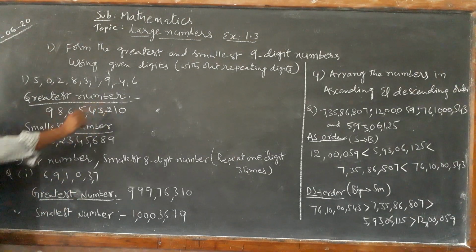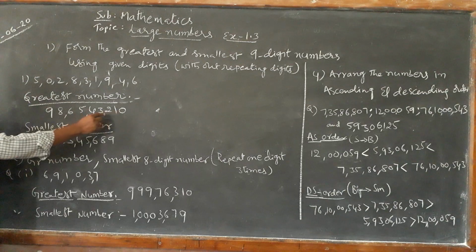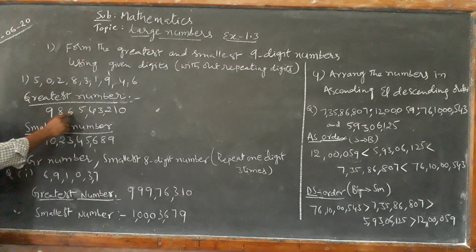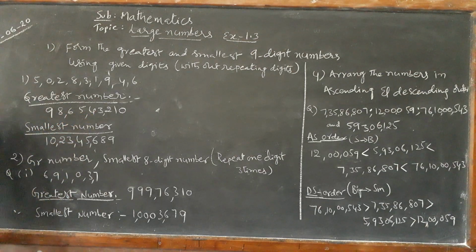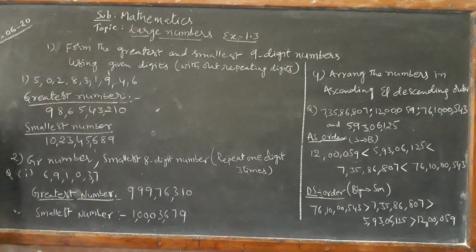In such a way you should arrange all the digits, and then put the commas period wise. Ones, tens, hundreds, thousands, ten thousands, lakhs, ten lakhs, crores, ten crores. In such a way insert the commas period wise. Then you will get the greatest number. What is the greatest number formed by using these digits? 98 crore, 65 lakhs, 43,210.